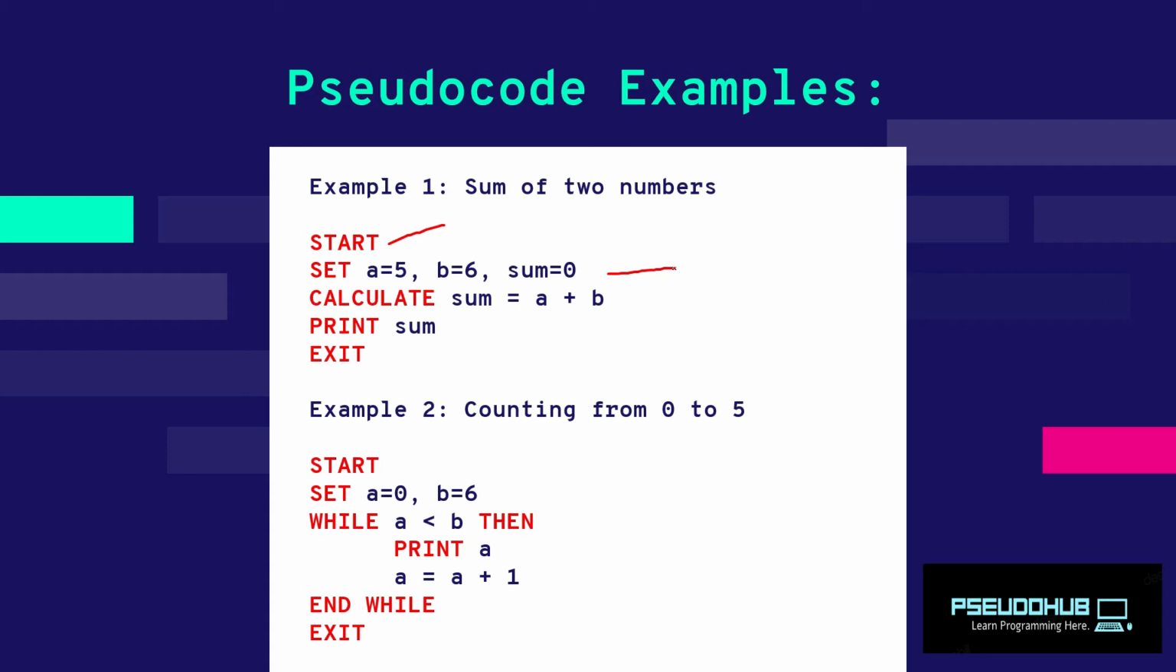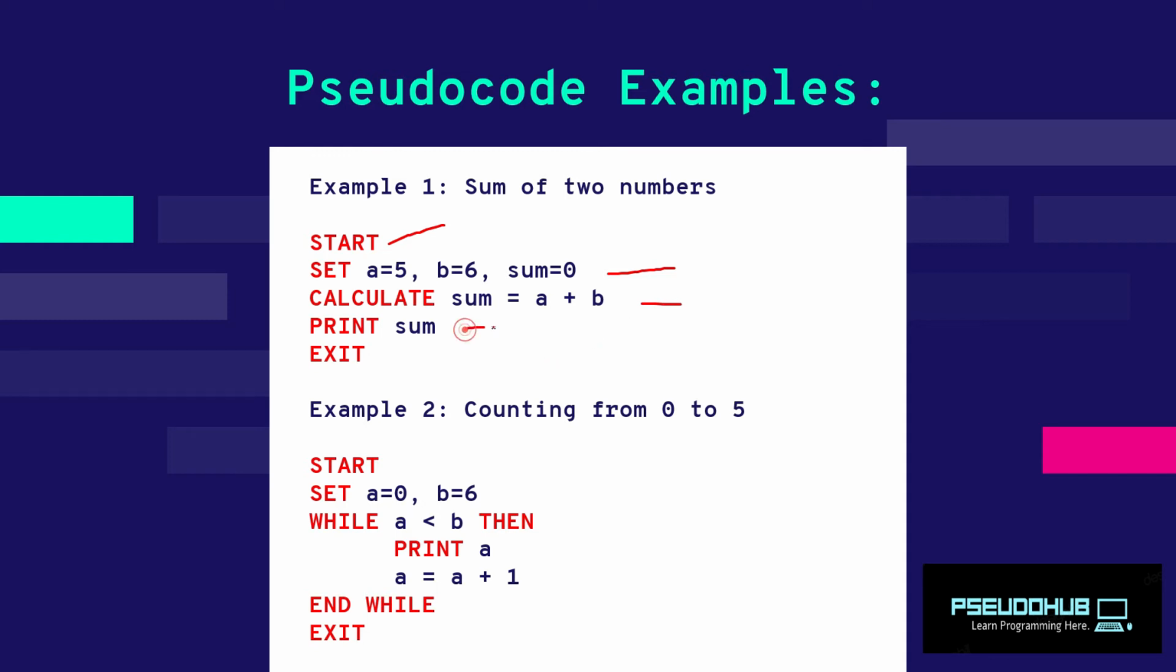From this line alone, with the keyword set, you know we are initializing values, inputting values to the variables. The value of A is 5, the value of B is 6, the value of sum is 0. And then in the third line, calculate sum equals A plus B. Meaning, we add A and B, and the result is assigned to sum. So for example, A is 5, B is 6. So that's 5 plus 6 equals 11. So the value of sum now is 11.